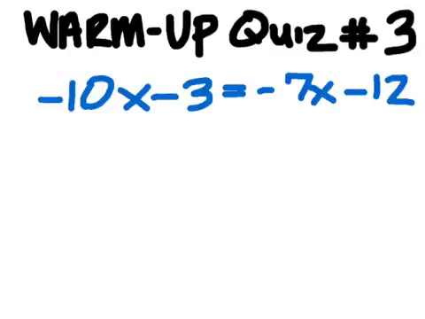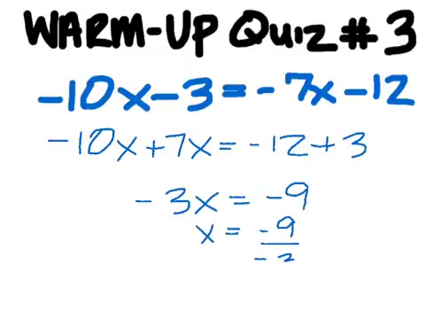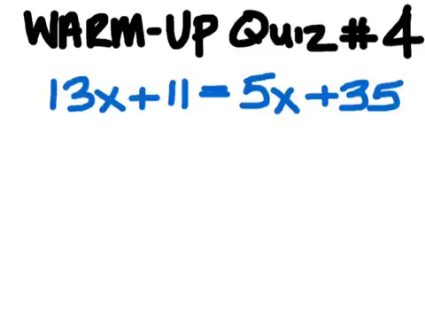Number 3. You should have negative 10x plus 7x equals negative 12 plus 3. That's negative 3x equals negative 9, which will give you an answer of positive 3. Number 4. Everybody had that one right except one person.